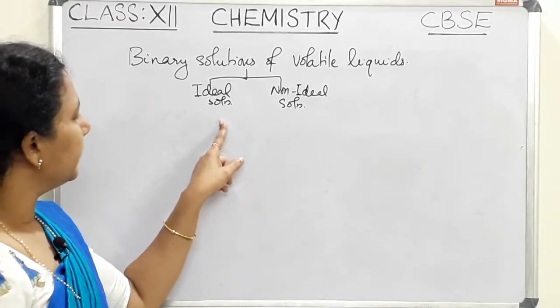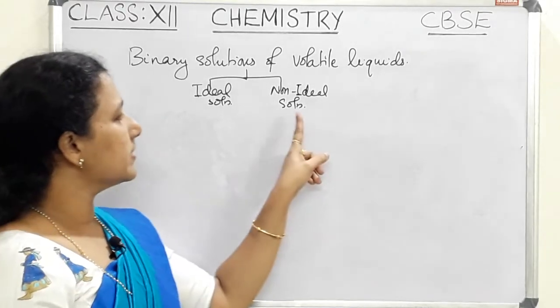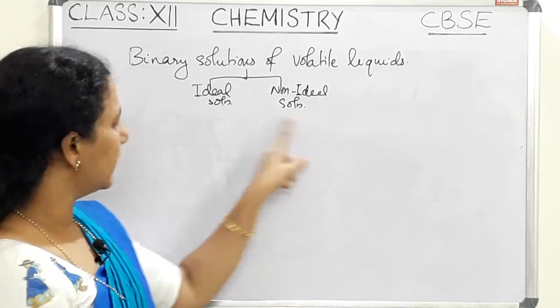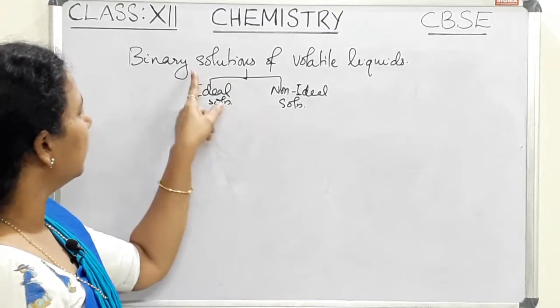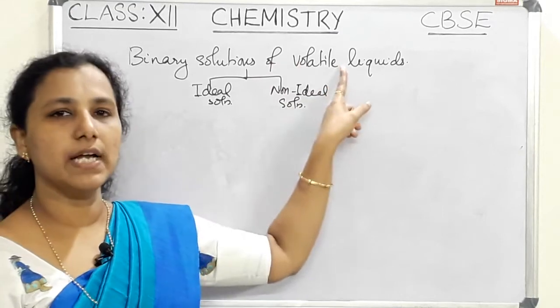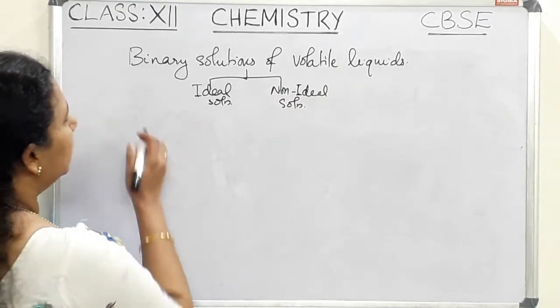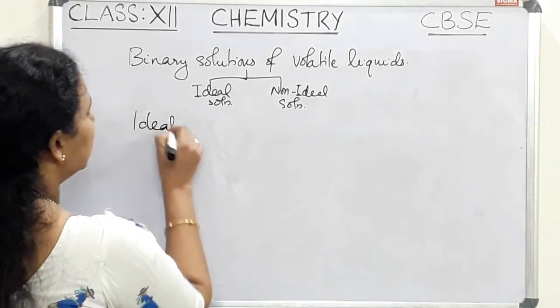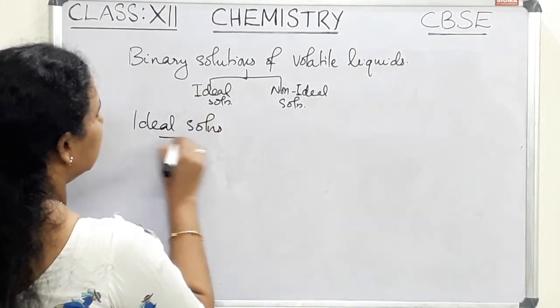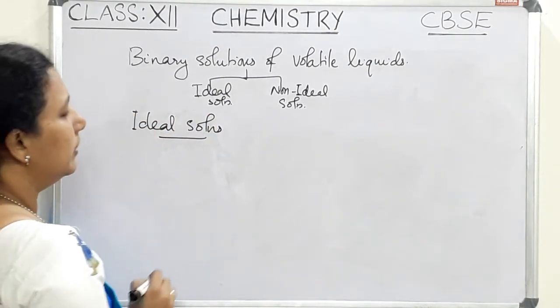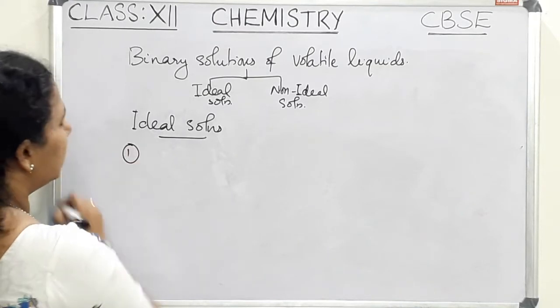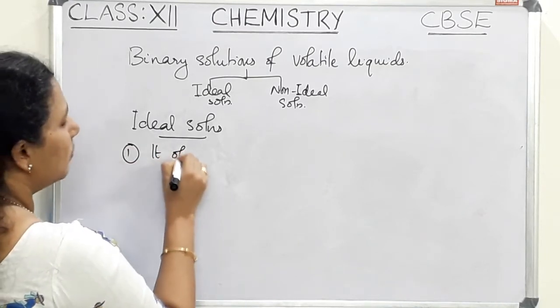Okay, now let's see what are ideal solutions and non-ideal solutions. Actually, they are two types of binary solutions of volatile liquids. So first of all, we can see the ideal solutions. So what are the characteristics of ideal solutions? First point is it obeys Raoult's law.